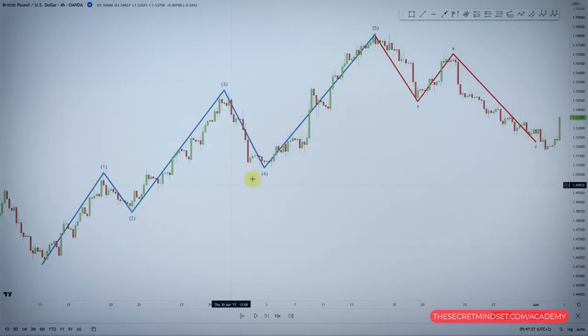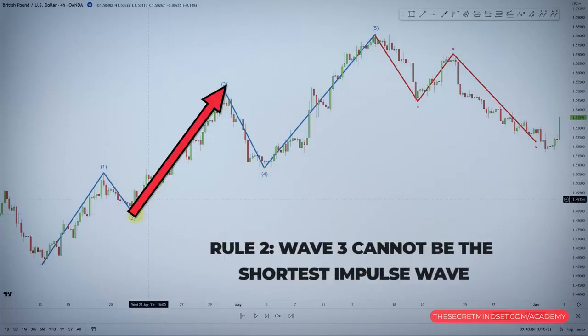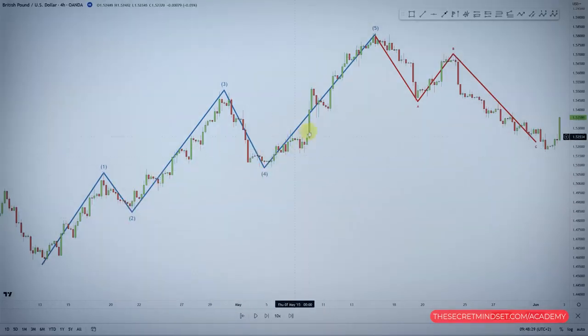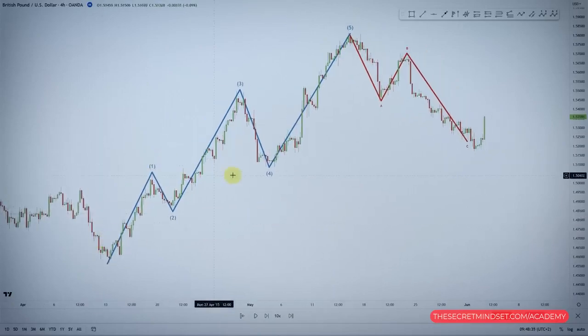There are 3 rules that all Elliott wave traders agree on. The end of wave 2 cannot go past the start of wave 1. Wave 3 cannot be the shortest impulse wave. That means wave 1 or wave 5 or both must be shorter than wave 3. And wave 4 cannot go into the price territory of wave 2. This means wave 2 and 4 must have some clear separation of price. If you are ever stuck on where to place your Elliott wave points, always remember to follow those 3 rules.